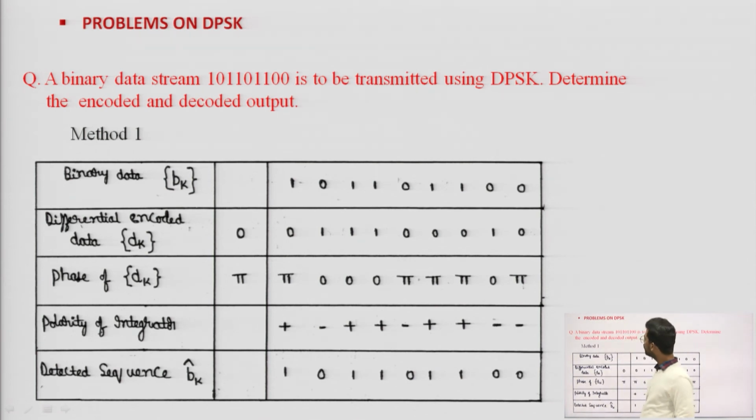So we can see one example. Let's say a binary data stream, that is 1011 01100, is to be transmitted using DPSK.